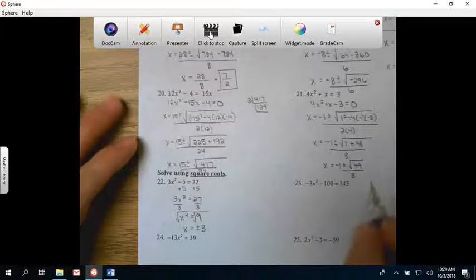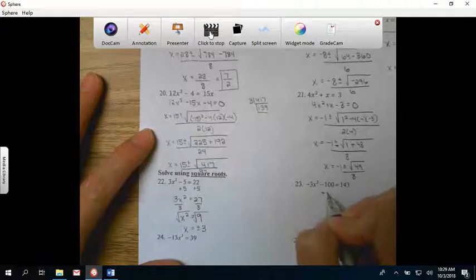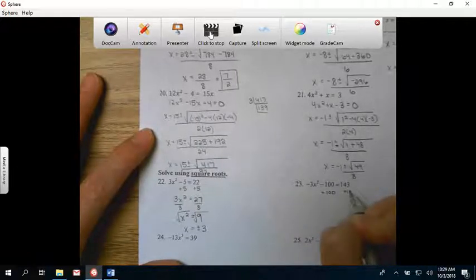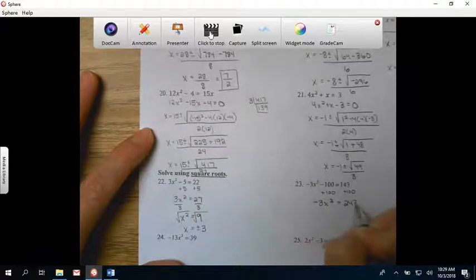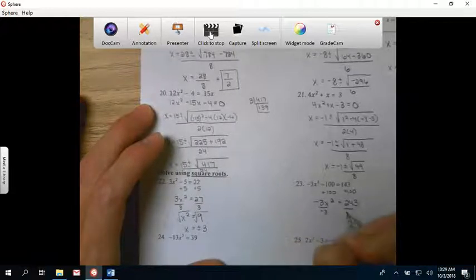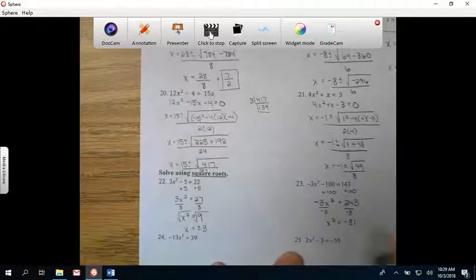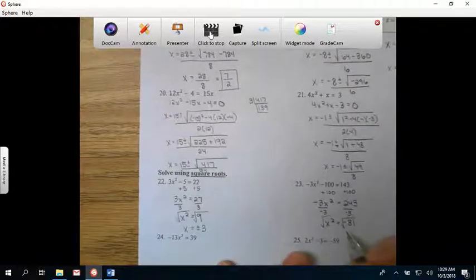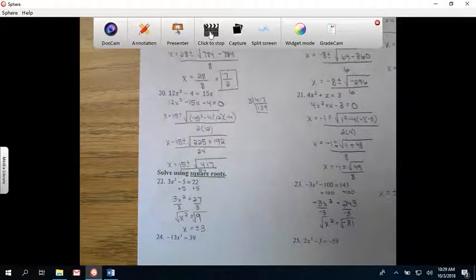So let's look at this one. So first thing I'm going to do is go ahead and add the 100 to the other side. Negative 3x squared equals 243. So then I'm going to do 243 divided by a negative 3. And then I get x squared equals negative 81. I'm going to square root. Now I have a negative, which means I know I have an i involved, but the square root of 81 is 9. And then I have my i for my imaginary.